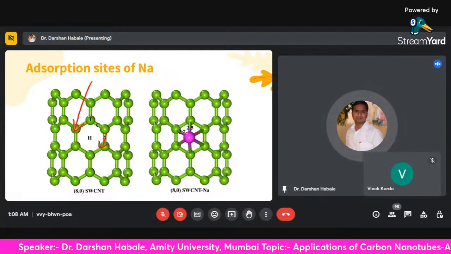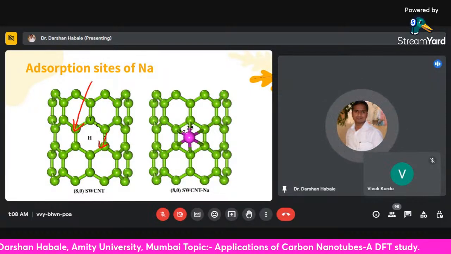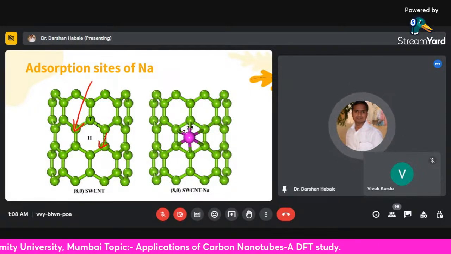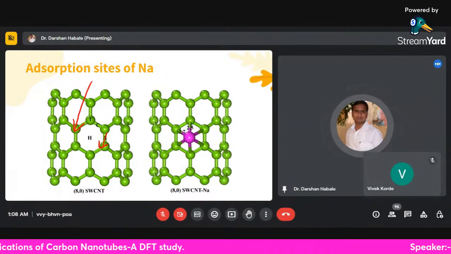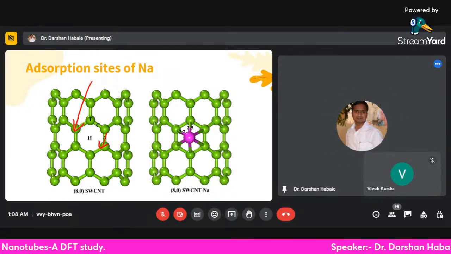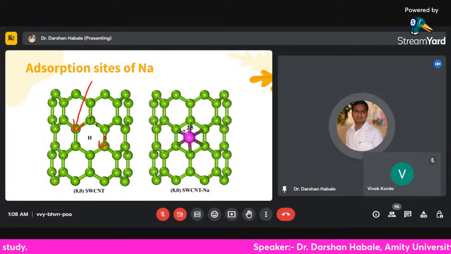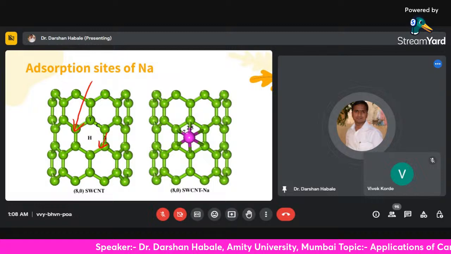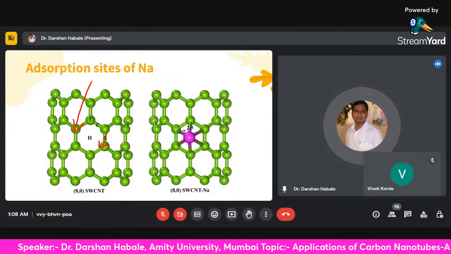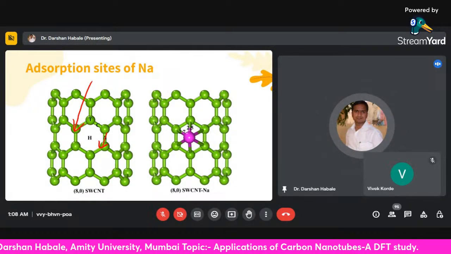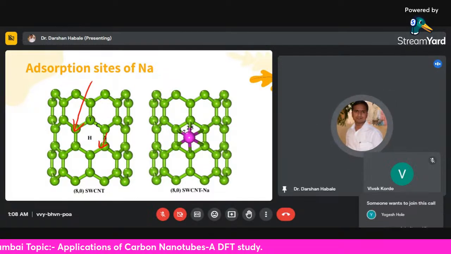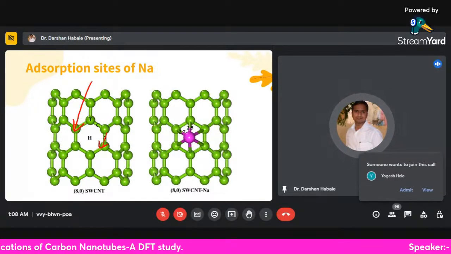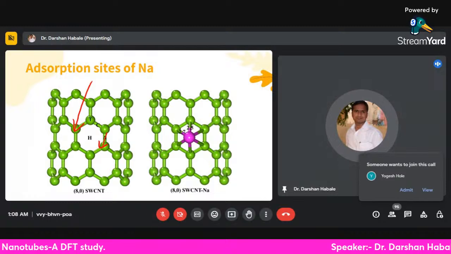Now, what is the distance between this carbon atom and sodium atom? It is around 2.5 to 2.7 nanometers. Here 2.7 and 2.5 are mentioned. These are the minimum and maximum distances between sodium and carbon atom. This distance is not the same because the nanotube is curved in shape. This is the closest distance and this is the longest distance. So the minimum distance is 2.5 nanometer and the maximum distance is 2.7 nanometer. This is the choosing of the adsorption site for the sodium atom.